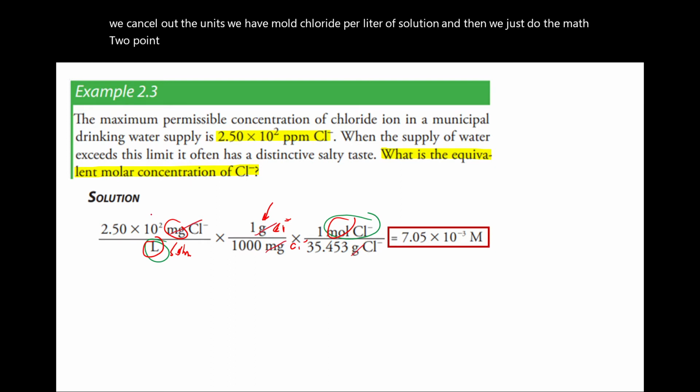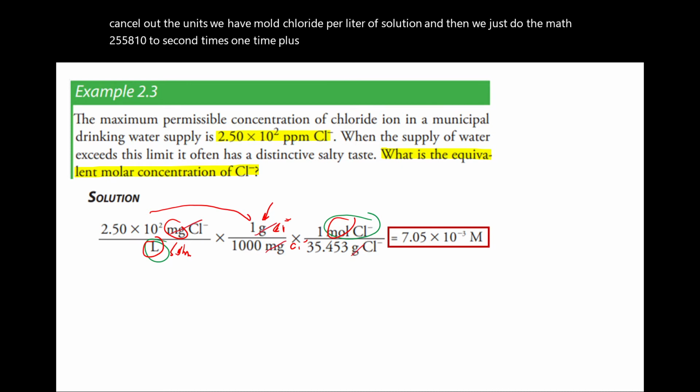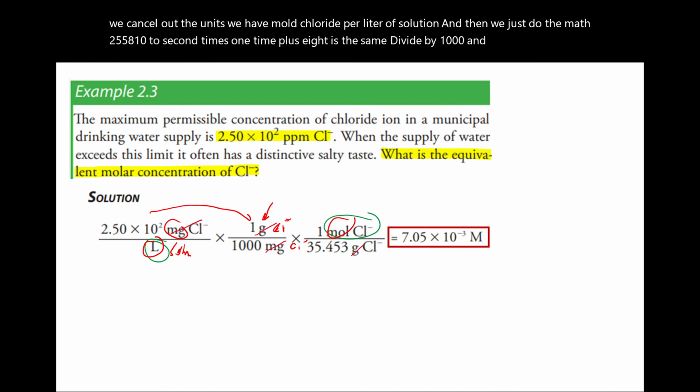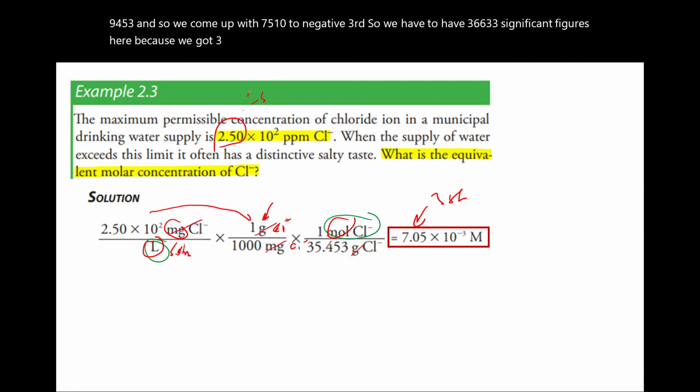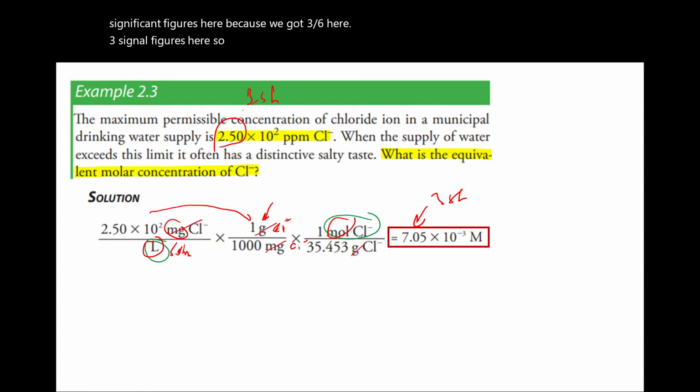2.550 times 10 to the second times 1 times 1, so it's the same, divide by 1,000, and then divide by 35.453, and so we come up with 7.05 times 10 to negative third. So we have to have three significant figures here, because we got three significant figures here. So again, this is the conversion from ppm to molarity.